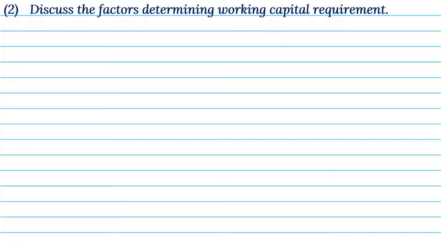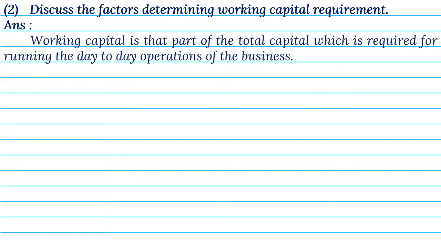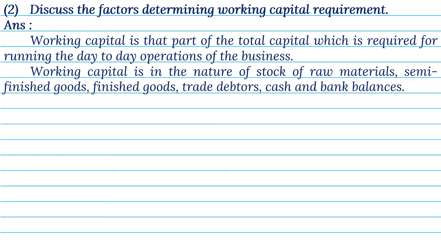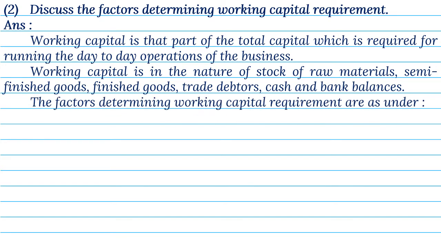2. Discuss the factors determining working capital requirement. Answer. Working capital is that part of the total capital which is required for running the day-to-day operations of the business. Working capital is in the nature of stock of raw materials, semi-finished goods, finished goods, trade debtors, cash and bank balances. The factors determining working capital requirement are as under.